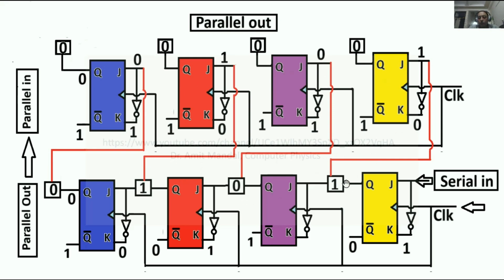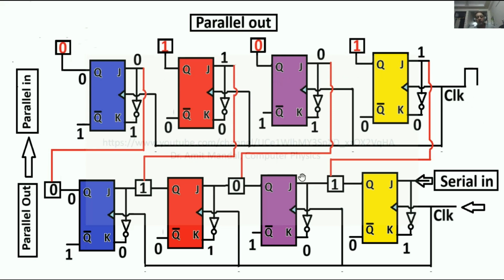You can see that Q of this yellow flip-flop is connected to J of the yellow flip-flop at the top, and Q of this purple flip-flop is connected to the J of the purple flip-flop at the top, and like this for red also and blue also. Now in case a clock pulse is provided to this top cascade, whatever data is present at the J of all the flip-flops will transfer to the Q. 1 will transfer here, 0 to here, 1 here, and 0 here. So like this, but in parallel fashion.